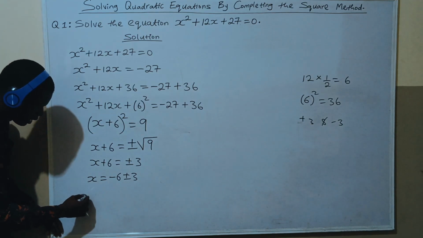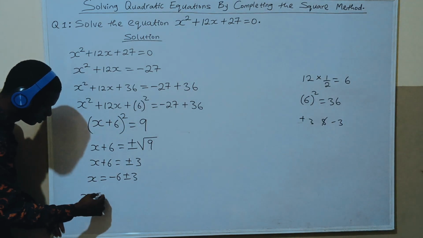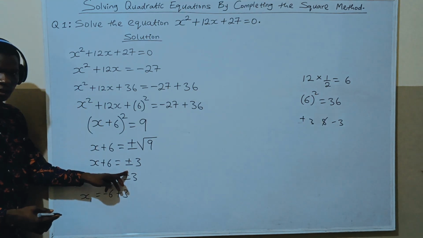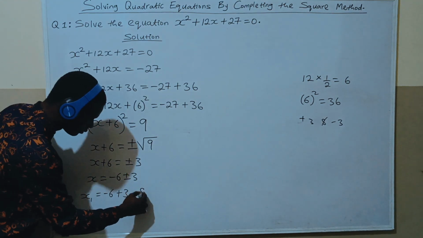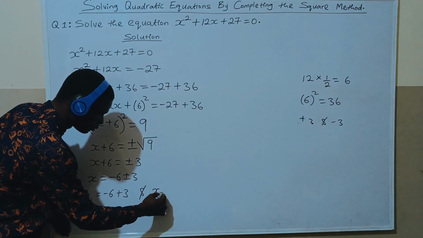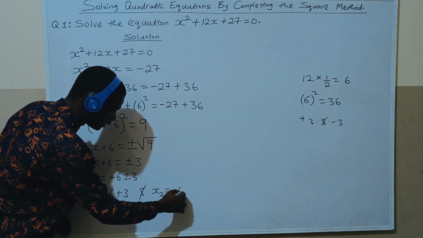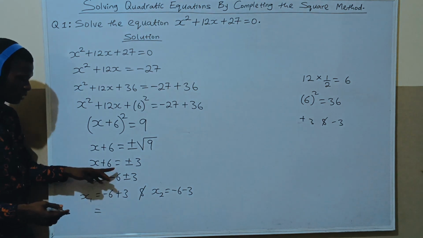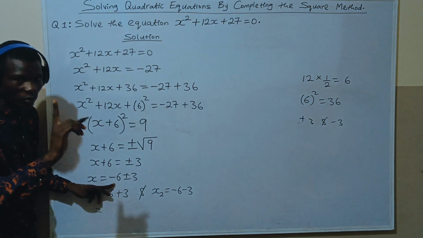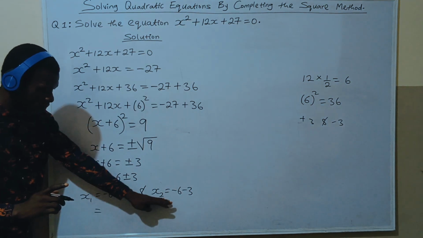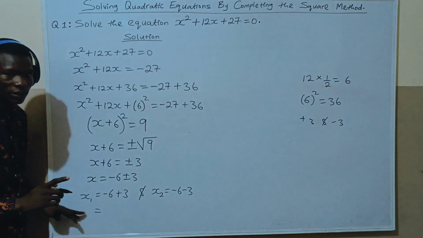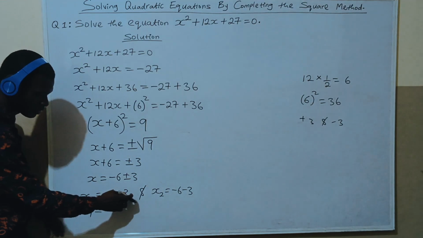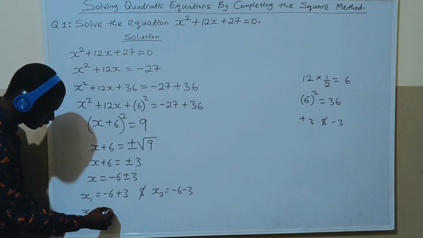And in that case, we can have it as what? x1 equal to minus 6 plus 3, using the plus sign only, and x2 will be equal to minus 6 minus 3. Like I said earlier, these are two solutions embedded in only one equation. So the two solutions have been broken apart. Okay, so x1 will now be equal to negative 6 plus 3. That's going to give us negative 3.